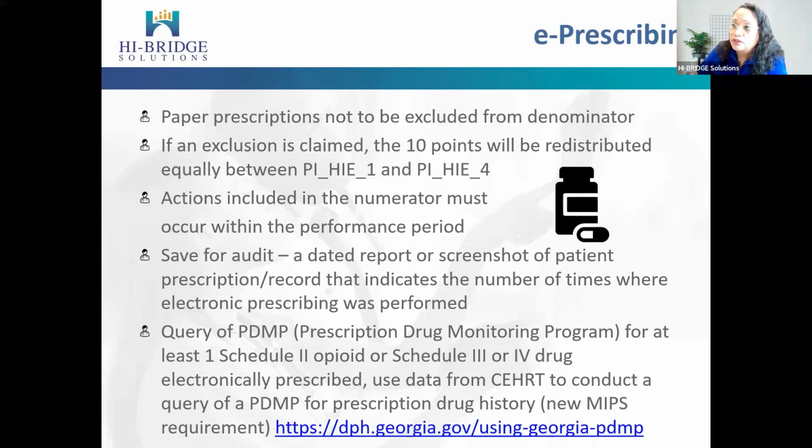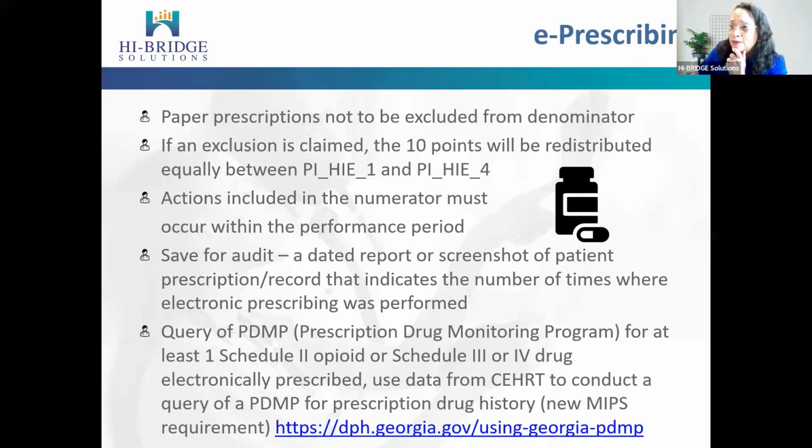And if you do claim an exclusion for this category, the 10 points that would have been assigned to it will be redistributed equally between PHIE-1 and PHIE-4, which is support electronic referral loops, promoting interoperability, HIE-4, by receiving and reconciling, and HIE-1, support referral loops by sending health information. So actions included in the numerator must occur within the performance period. So whatever 90-day performance period you select, or if you choose to do a year, the numerator must occur within the performance period.